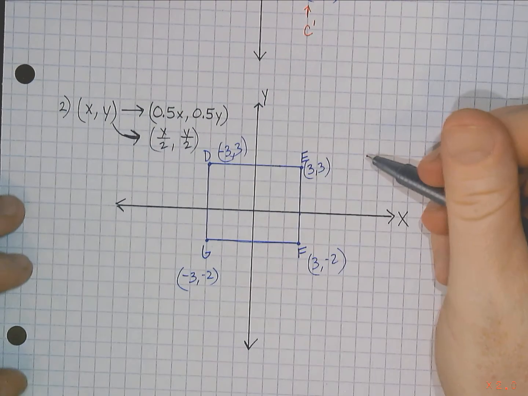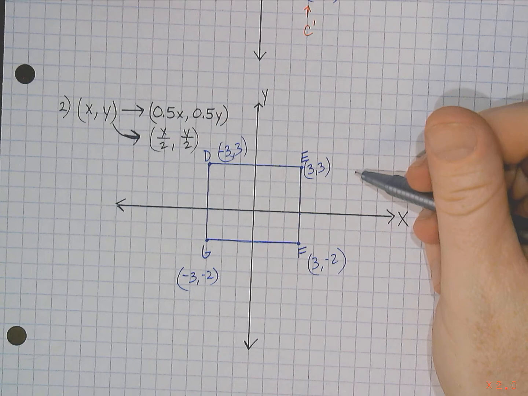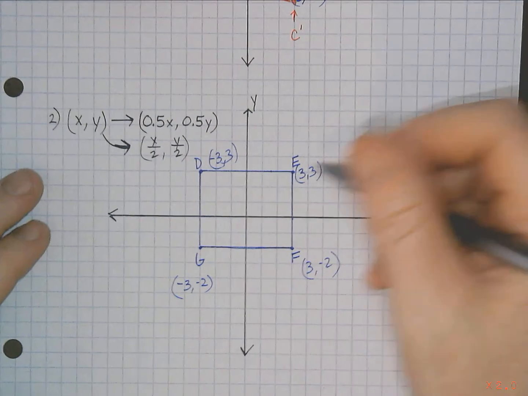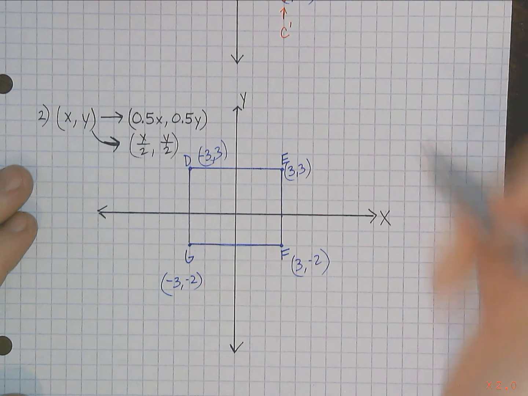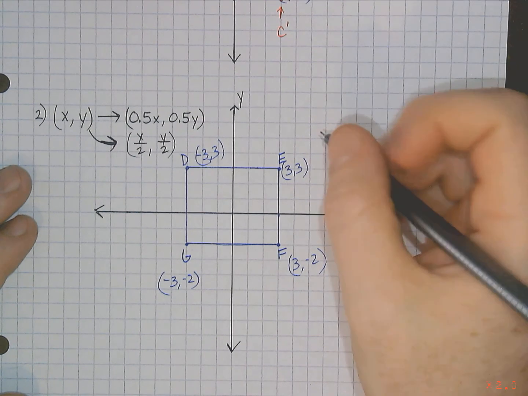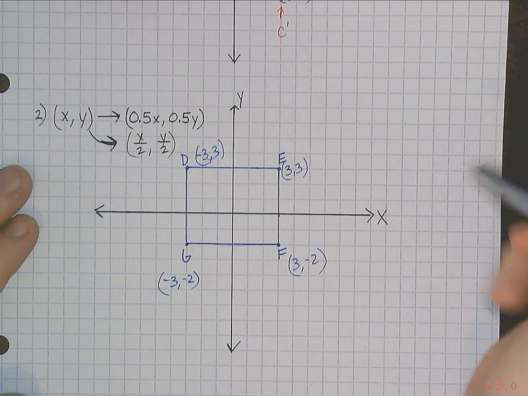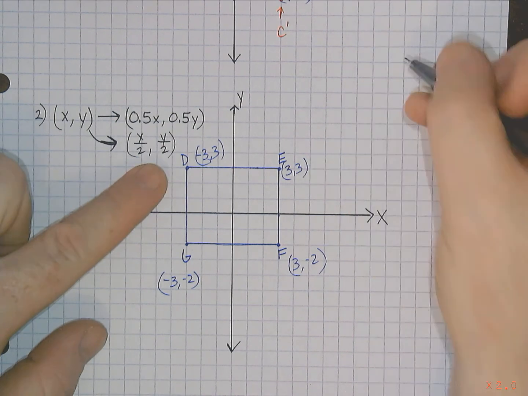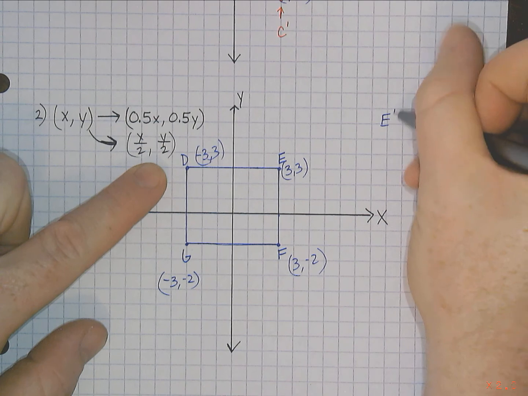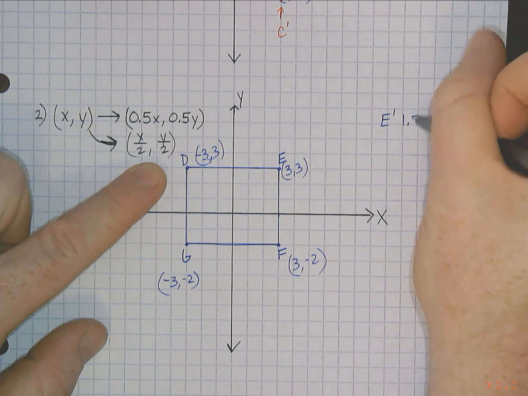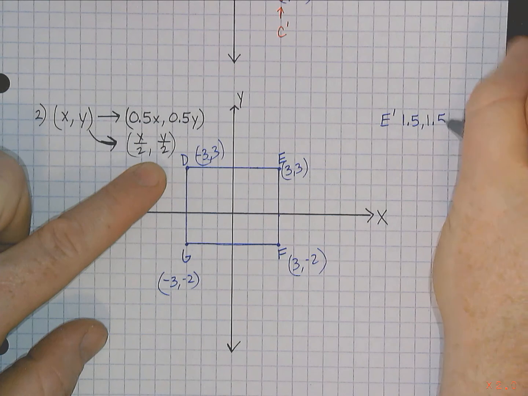So what we're going to do now is we're going to take these ordered pairs and then we're going to divide them by 2, or find half of them. So we're going to divide. Let's start with E, since this is positive, positive. So we're going to take this and divide it by 2, and then divide this by 2. So E prime is going to be 3 divided by 2 is 1.5, and then 1.5 again for the y value.